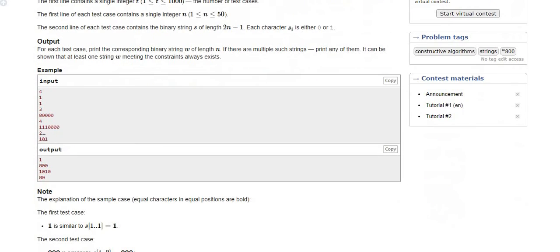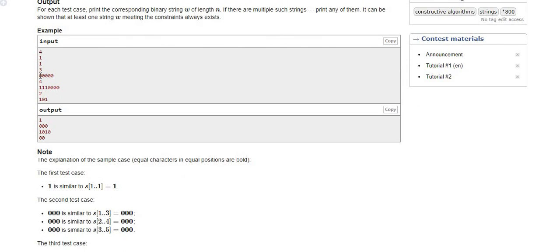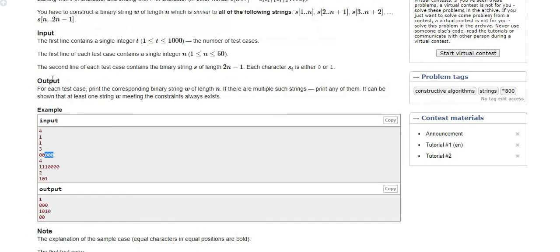So what happens is, if we take this example, the third character is 0, so I can have 0 0 0 as a string and it will be matching with all of the strings. So this is the 1 to n string, then this is the 2 to n plus 1 string, this is the 3 to n plus 2 string. So 0 0 0 matches with all of these split strings.